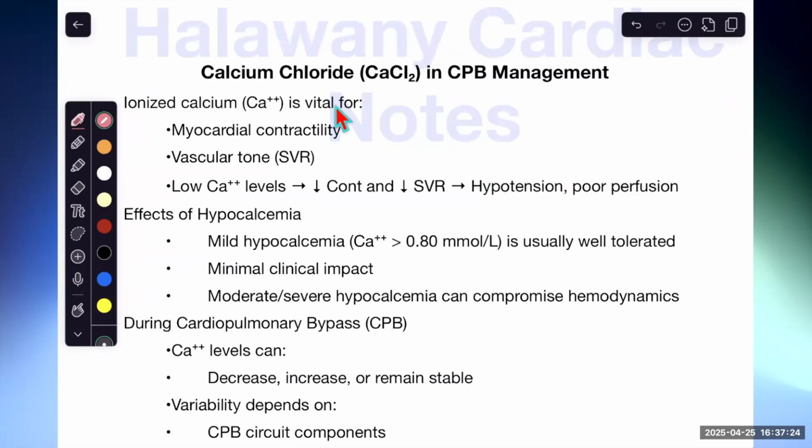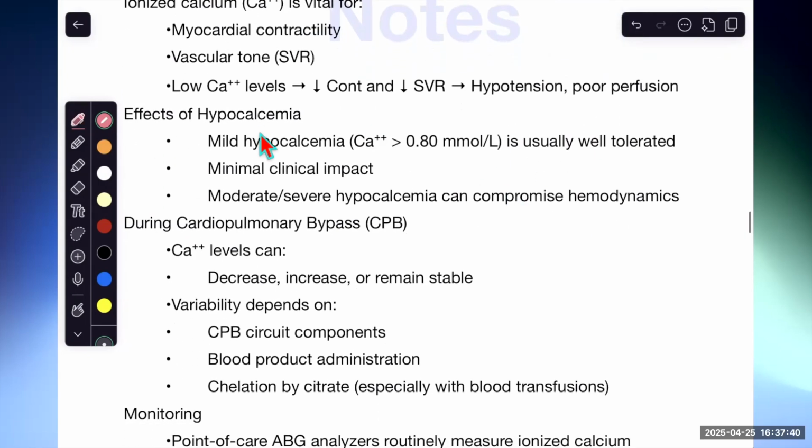Then we have our calcium. Calcium is, as we said, responsible for all the contractility and the vascular tone. If you have low calcium, you get decreased contractility, decreased SVR, hypoperfusion, and hypotension. Okay, if the ionized calcium is more than 0.8, it's usually well tolerated with minimal effect, and moderate or severe hypocalcemia can cause problems in the hemodynamics.